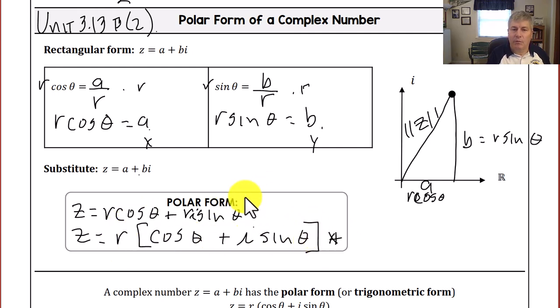So a lot of times we'll use the bottom one here. So keep in mind trig form. Make sure you got that in your notes.